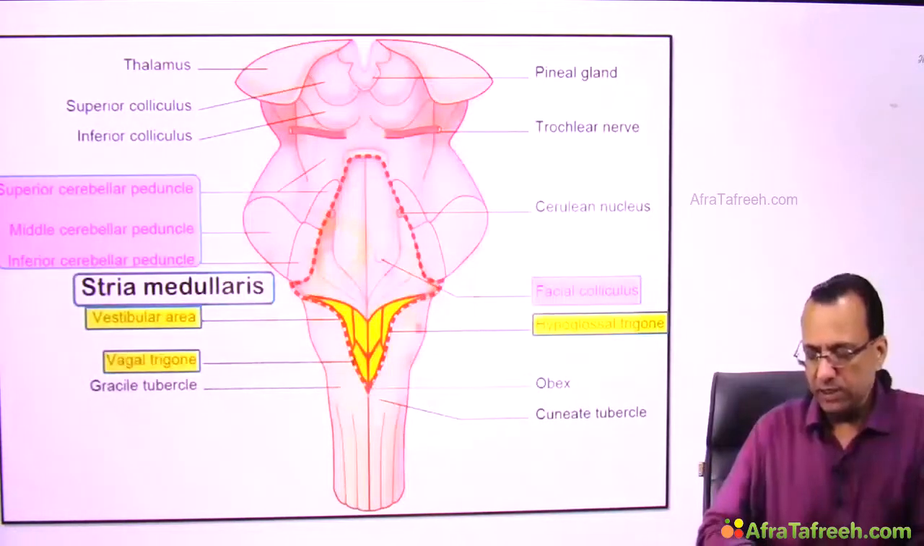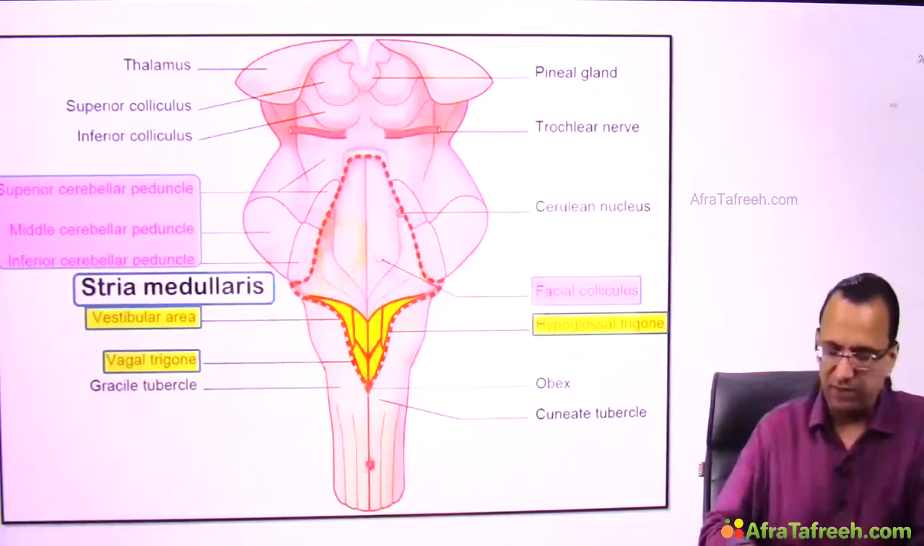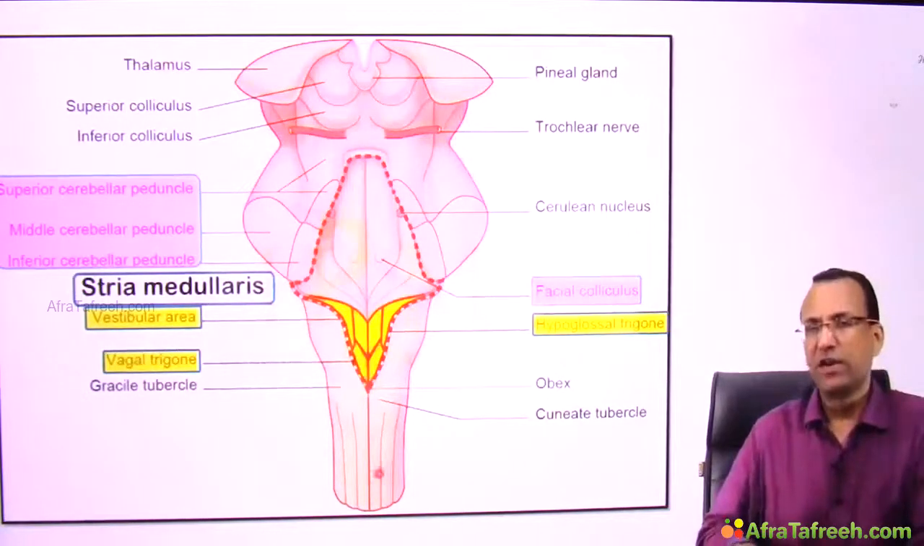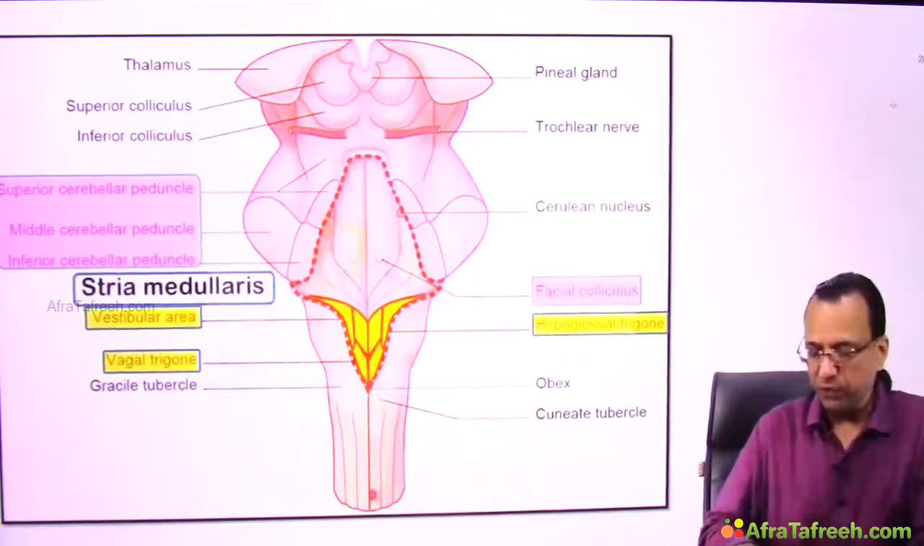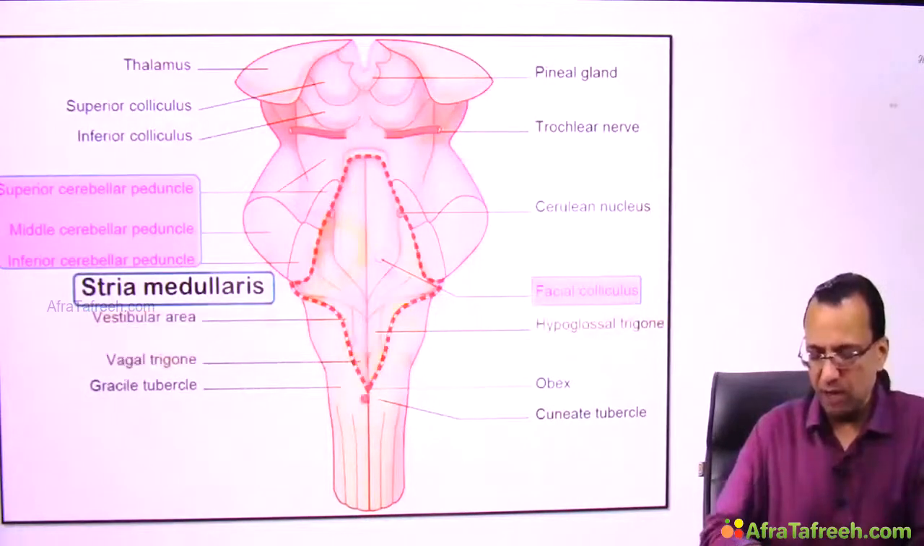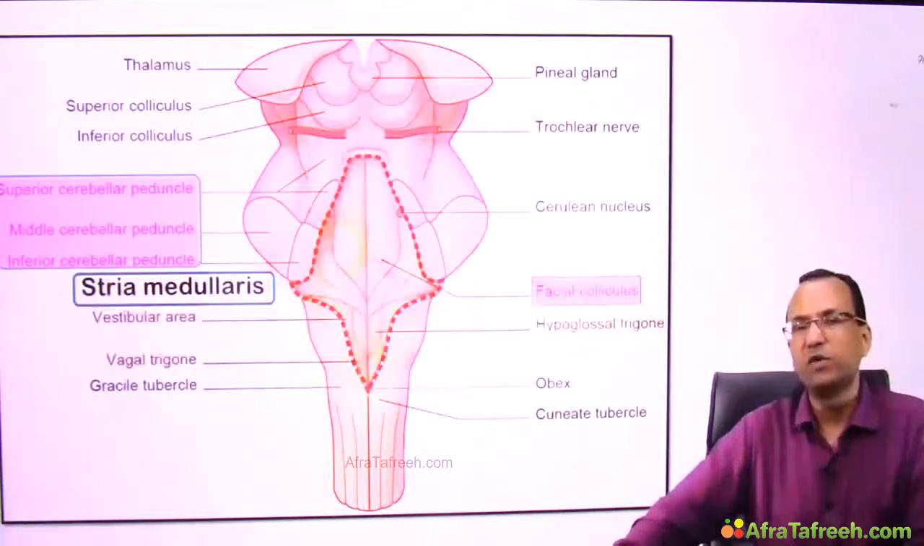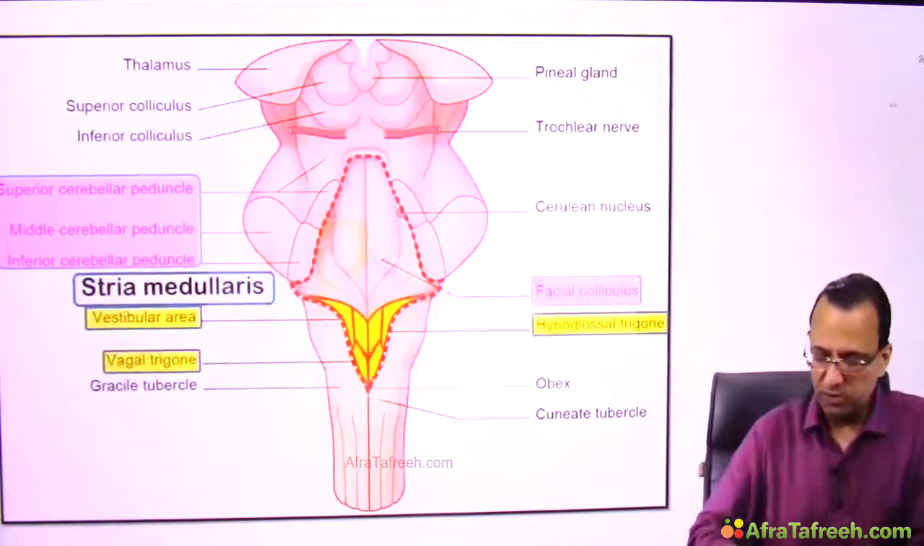When you say this is the medulla oblongata upper half, what is in the lower half? Lower half is actually having central canal. The fourth ventricle is only in the upper half. So floor of the fourth ventricle, which nuclei is the most medial? That is the 12th nucleus.